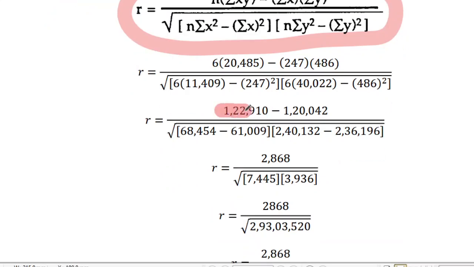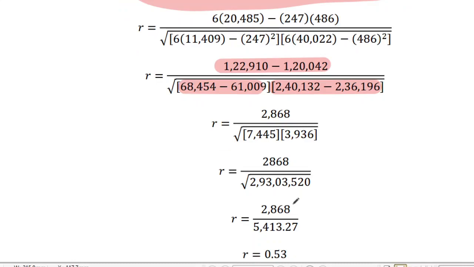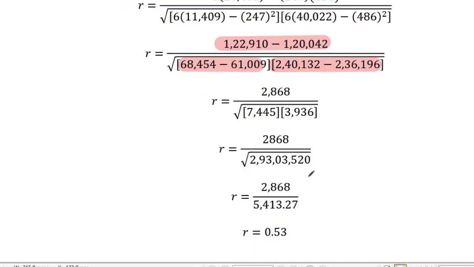So we perform the subtraction operation here. Then we get 2,868 by square root of subtraction of these two terms. We will get 7,445. Subtraction of these two terms, we will get 3,936. So then equal to 2,868 by square root of 7,445 into 3,936, that is 29,303,520.